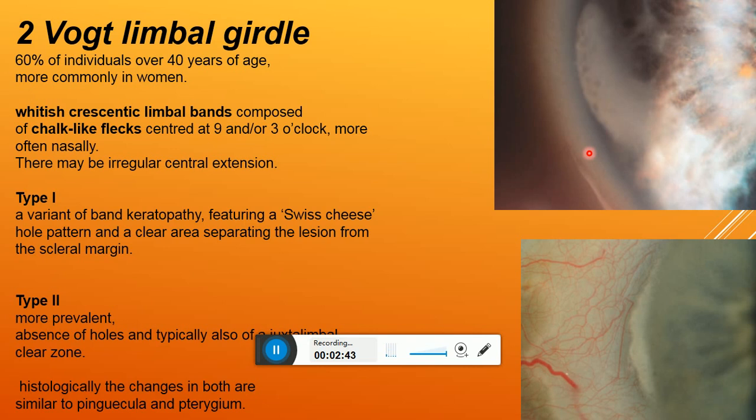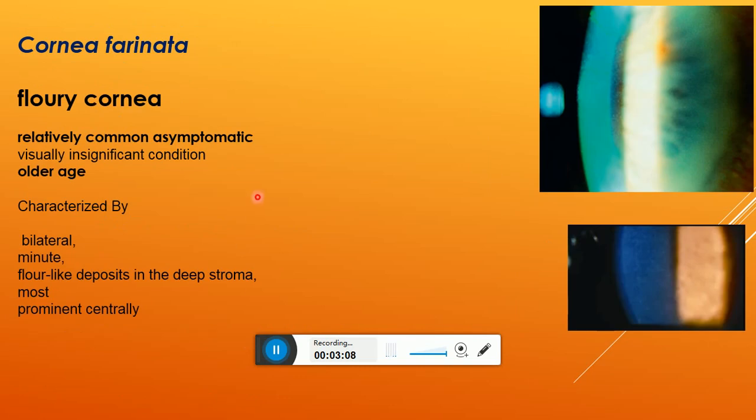Type 2 is more prevalent, distinguished by the absence of holes, typically also with a juxtalimbal clear zone. Histologically, the changes in both are similar to pinguecula and pterygium. This is type 2. There are no holes. Another type is cornea farinata, a visually insignificant condition. It is bilateral, with minute, flour-like deposits in the deep stroma, most prominent centrally.